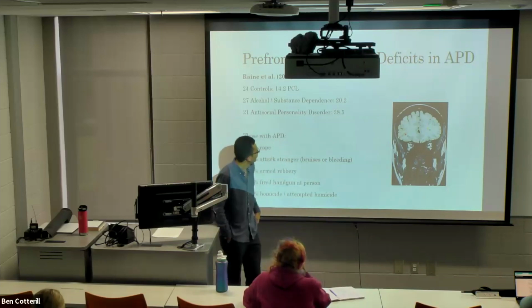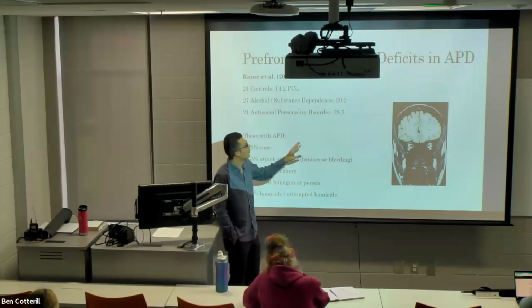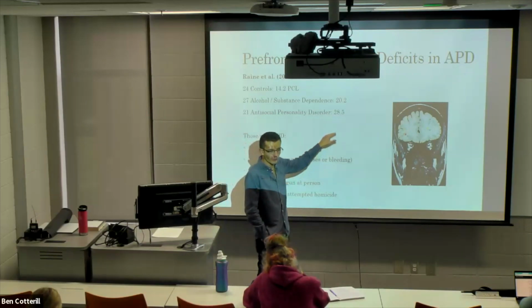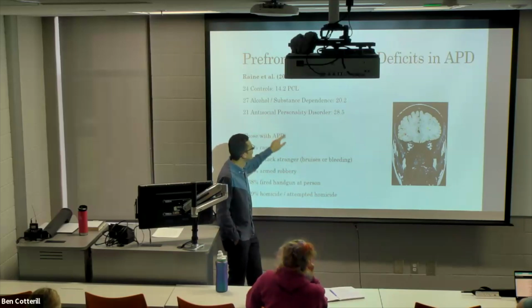Okay. So this group of antisocial personality disordered individuals, what we want to see is how their prefrontal grey matter volume differs from the other groups. Who is this group? Who is this group of 21 individuals?